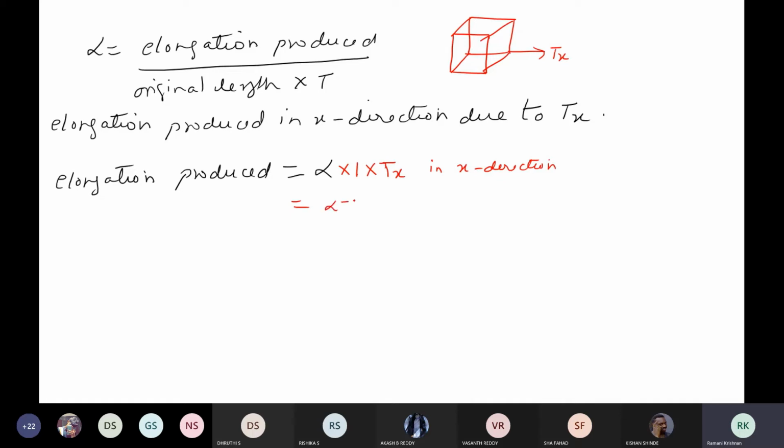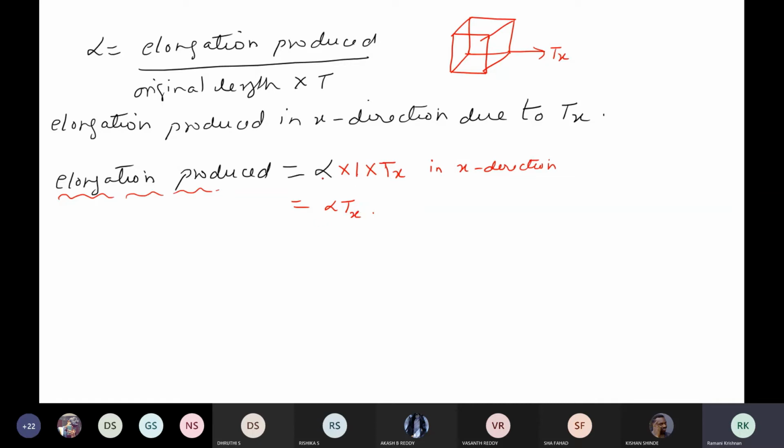So this is alpha Tx. Do you understand this much, students? Okay, so alpha is equal to elongation produced per original length. So I'm just finding out what is the elongation produced. Elongation produced is equal to alpha into the original length, which is 1, and we are talking about which tension? Tx. So it is alpha Tx.